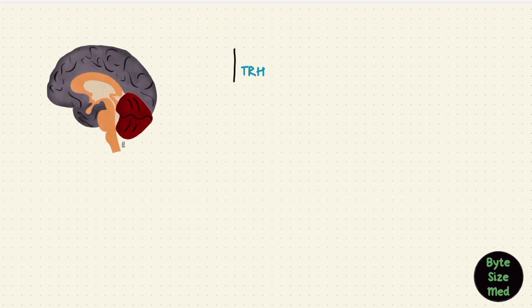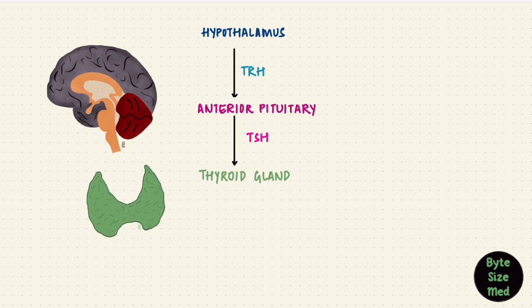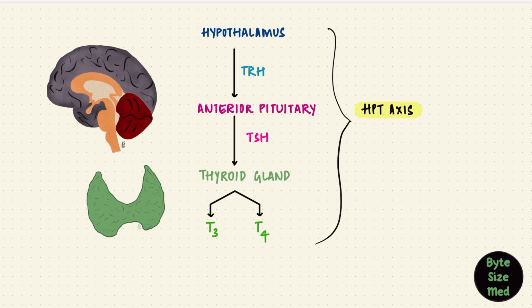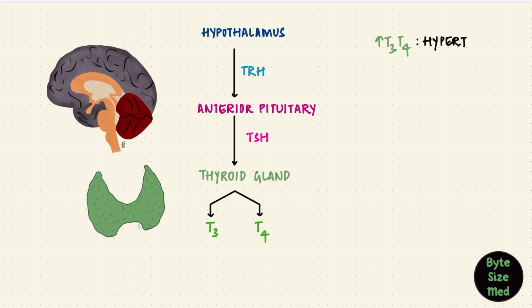So TRH from the hypothalamus, TSH from the anterior pituitary, and the thyroid gland forms T3 and T4. This axis is important for homeostasis. If there's too much thyroid hormone, that can result in hyperthyroidism or thyrotoxicosis. If there's too little, that's hypothyroidism. Now, those are pathological, and we don't want that. So how does the body regulate this? By feedback.